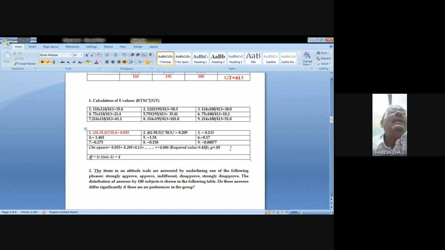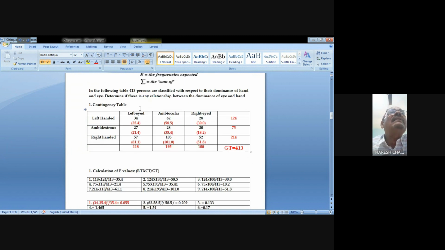That means your conclusion here about this data, eyedness and handedness, is that they have no relationship. There is nothing to say that someone is left-handed and therefore he is like this, or someone is left-eyed and therefore he is like this. No, eyedness is independent of handedness. Do you get the idea about this chi-square test? This is called contingency table chi-square test. There are 3 different formats of chi-square test, and this is about the contingency table chi-square test. Anybody, any question?